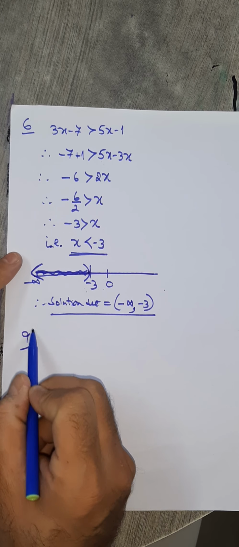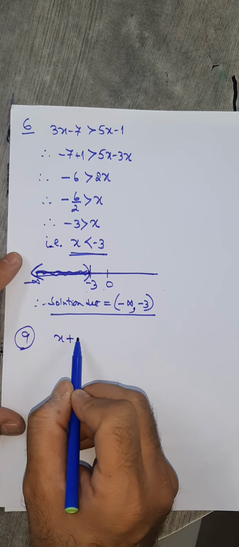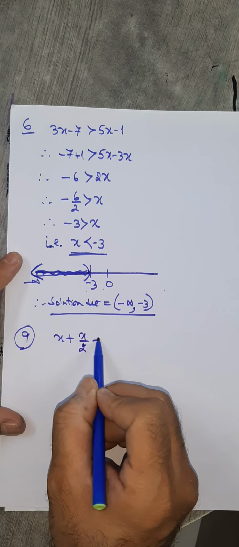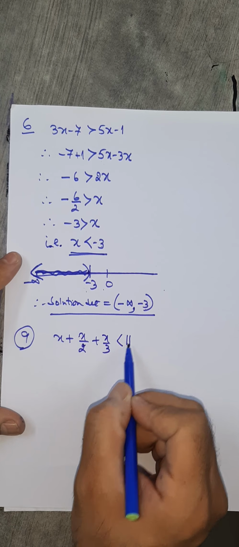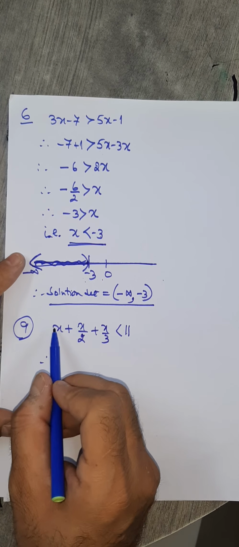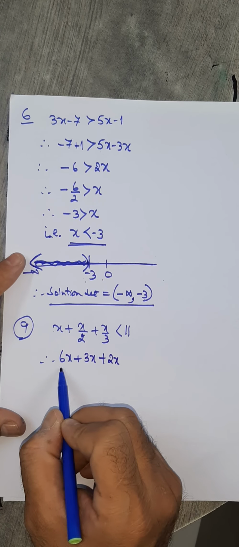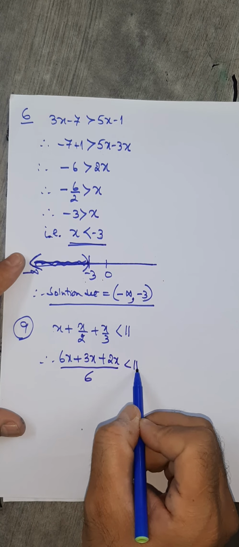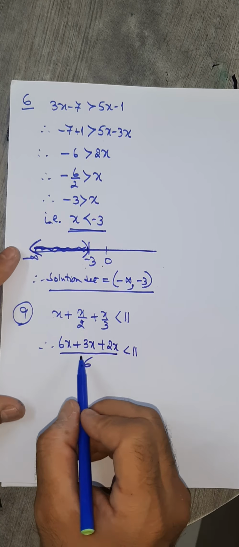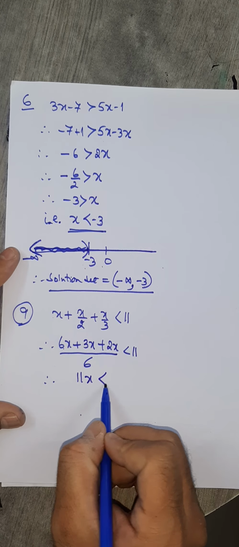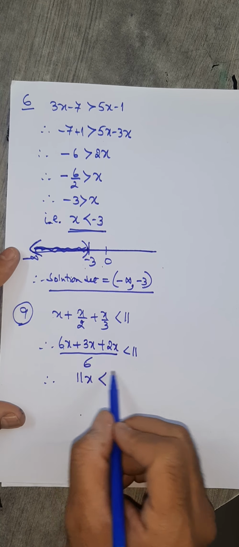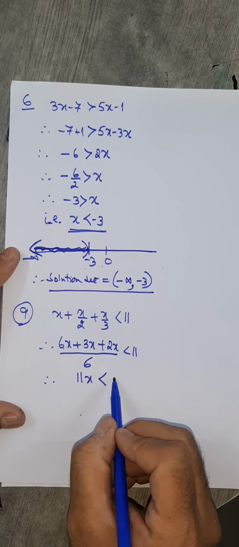I'll go to the 9th question now. There, x plus x by 2 plus x by 3 less than 11. So we just simplify. Take 6 as the LCM here. So here 6, here 3x, here 2x upon 6 less than 11. Take 6 to the other side. This is 6 plus 3, 9 plus 2. This is 11x less than 66. I'm taking a positive number to the other side, so the inequality remains the same, remember. So x is less than 6.